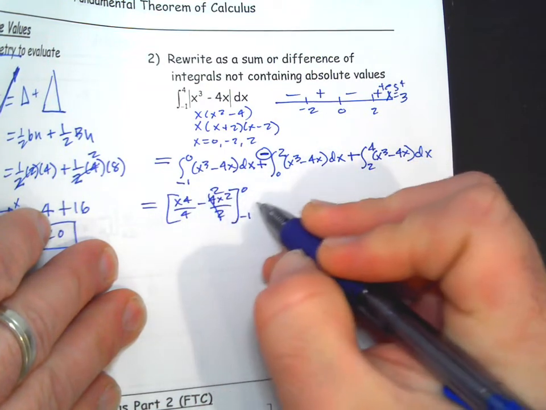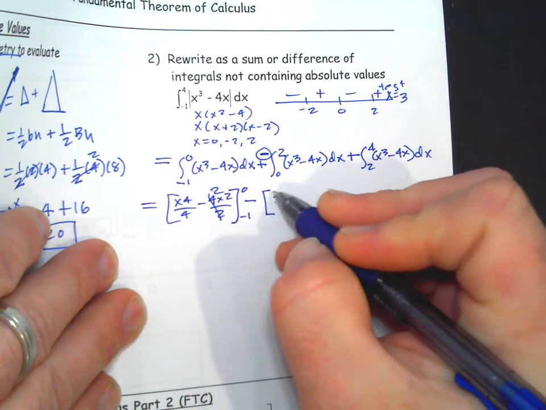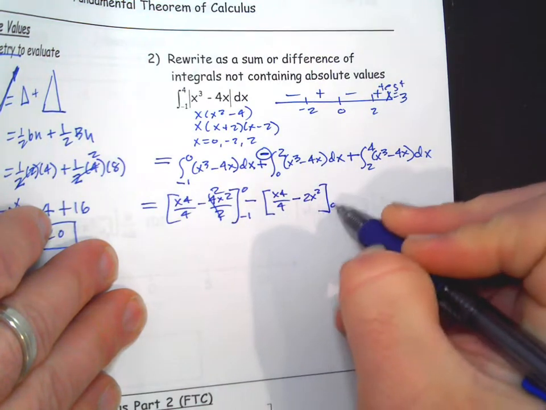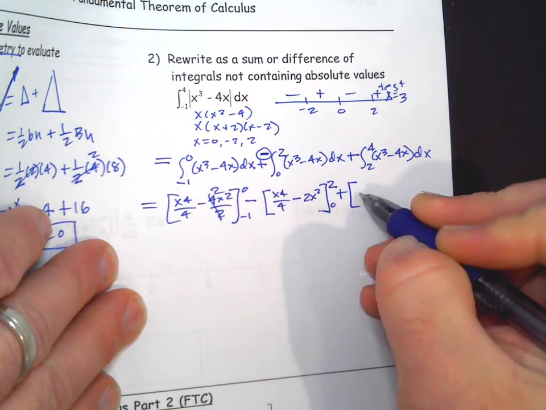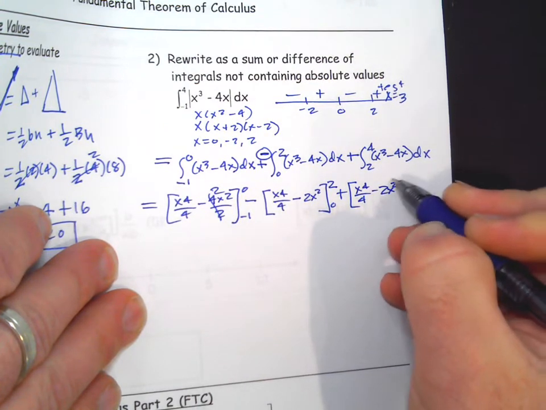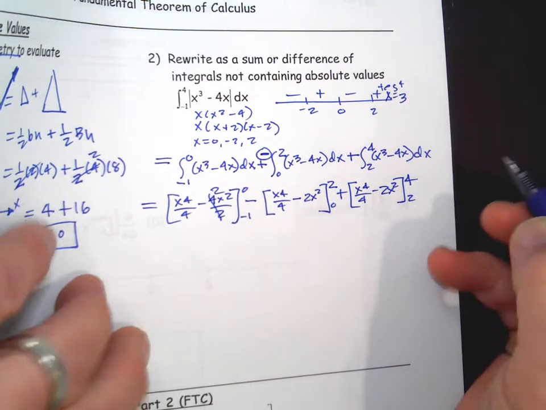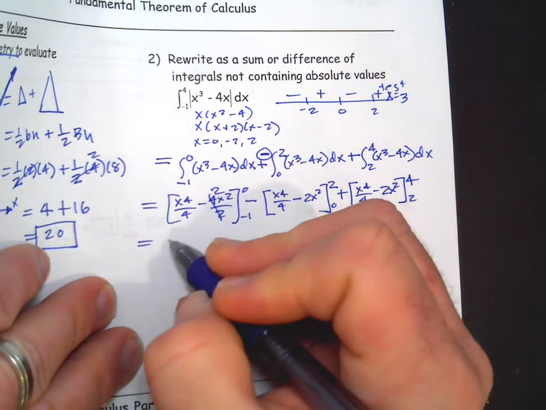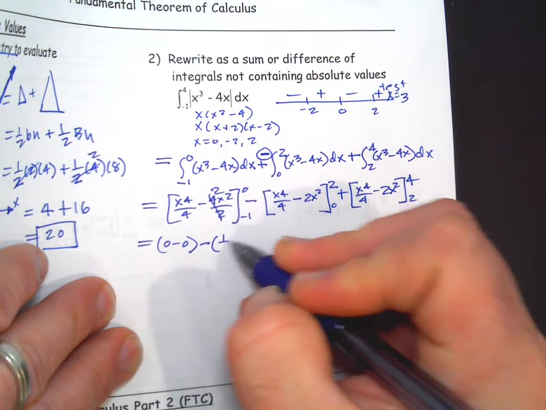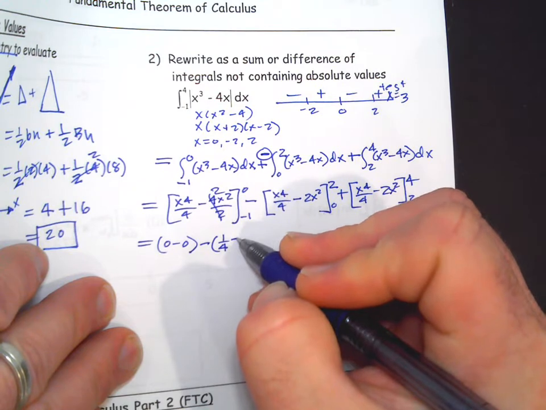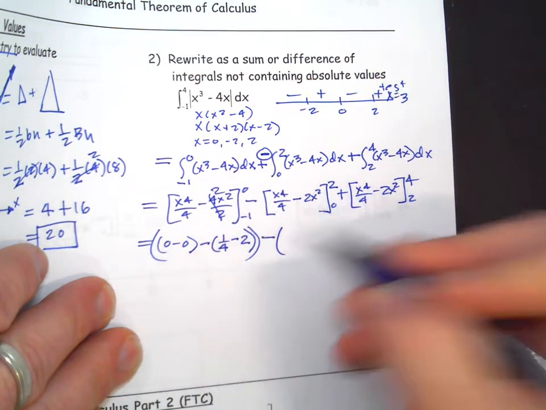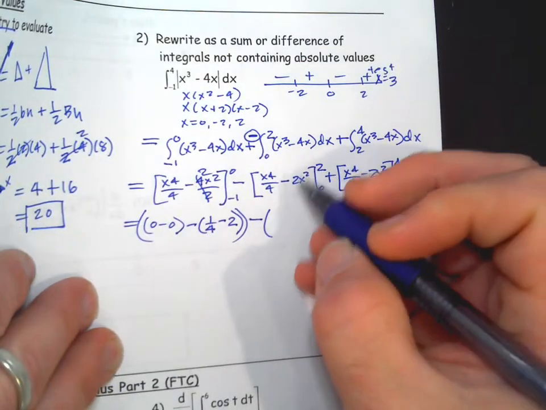That's going to be 2. Now they're all going to have the same antiderivative, so take advantage of that. Okay, and then we're going to plug top limits in first. So that's going to be 0 minus 0 minus, you plug in -1, you get 1/4 minus 2. So it's that one. Be careful. There's a lot of subtraction, a lot of distribution that has to go on here.